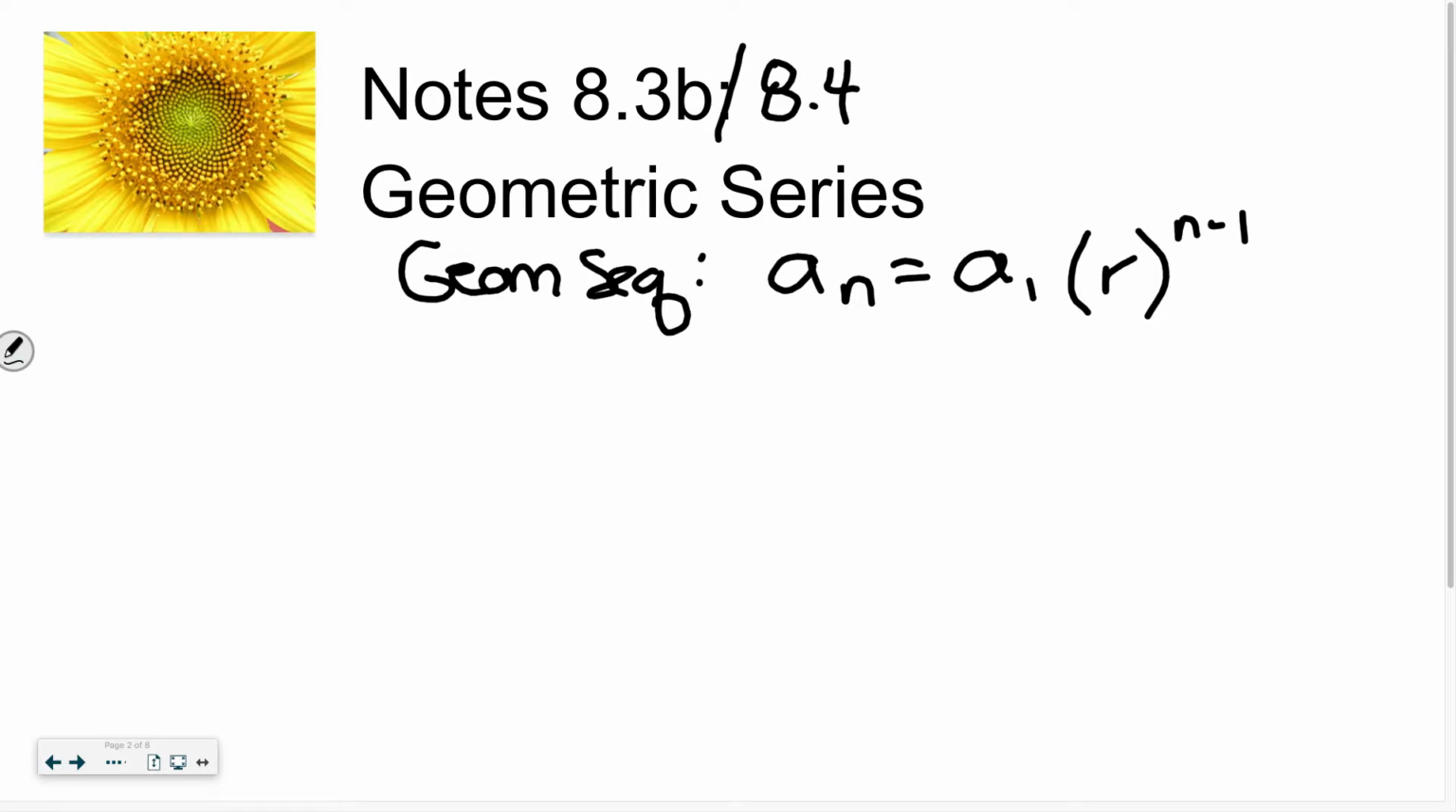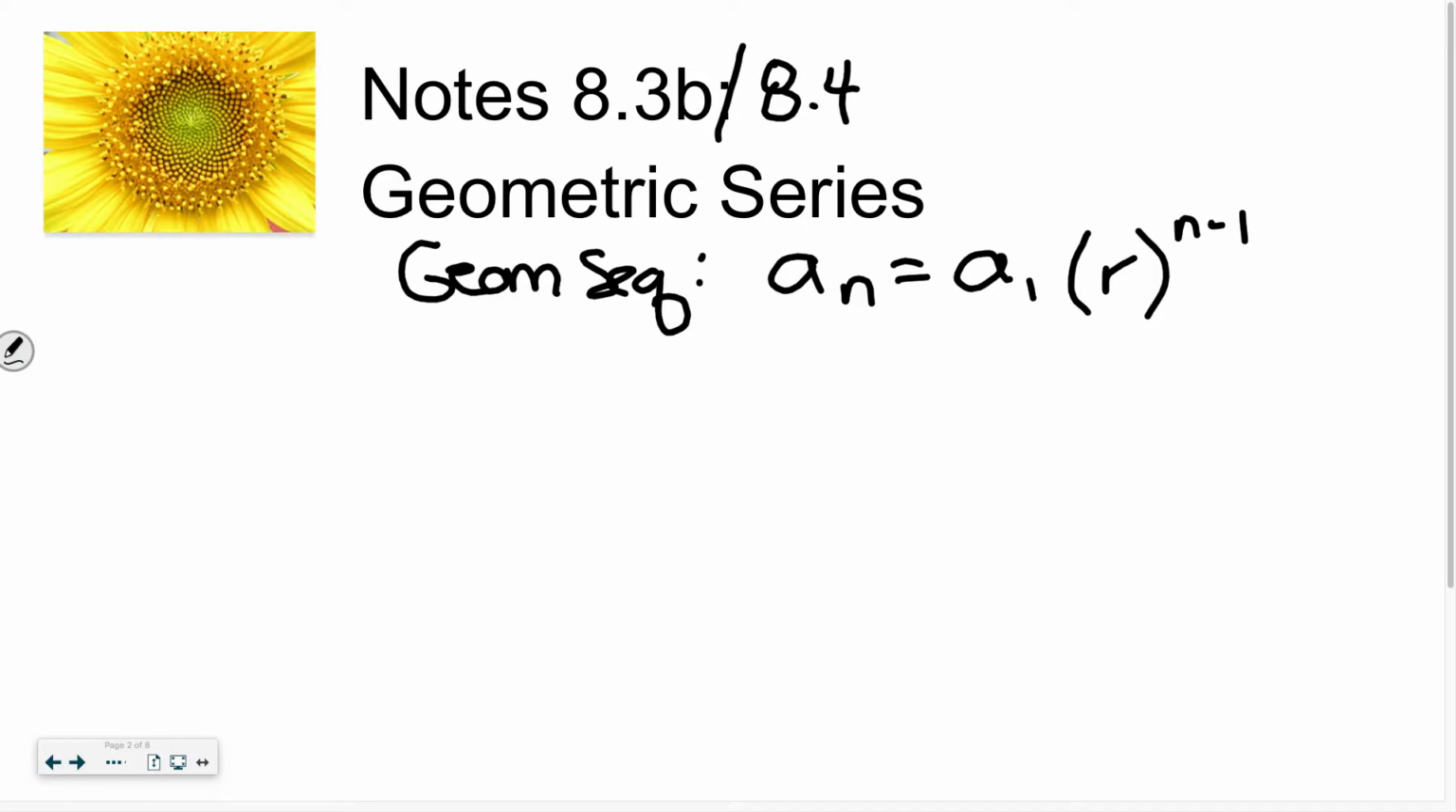And then for the second term, you've multiplied by r 1 time. For the third term, you've multiplied by r 2 times. So if you're finding the 25th term, how many times have you multiplied by r? 24. So this one I'm going to derive our formula. We don't have a story like we did yesterday for Gauss. But I'm going to derive my formula by writing out the series.